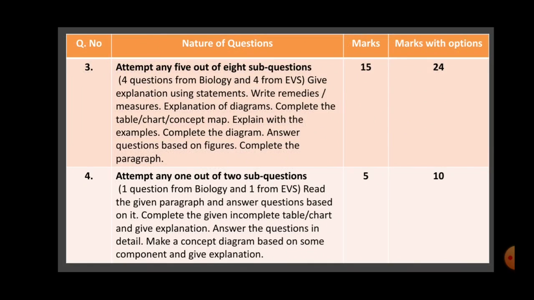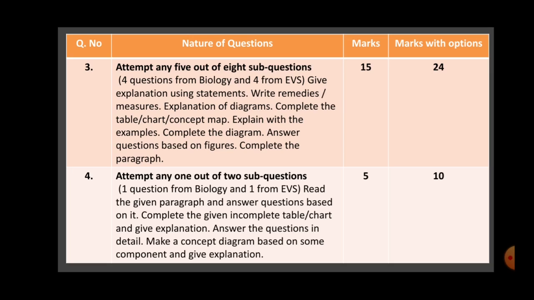The third question, you will get the options. You have to attempt 5 out of 8 sub-questions. Now here also, students, write the numbers as per the numbers in the question paper. Here also 4 questions will be from biology and 4 from the EVS.